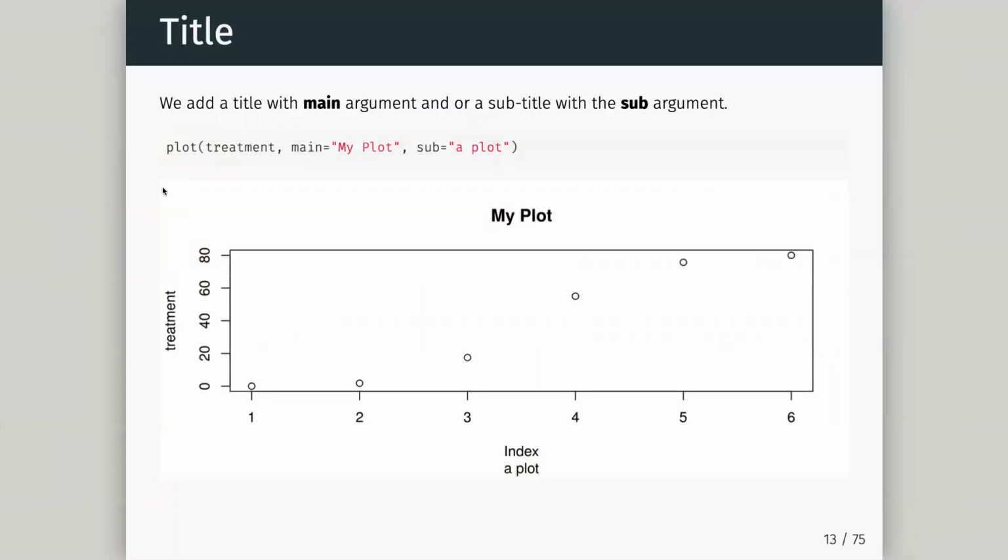You can also very easily add some type of title to this. So I can just add an option main, and we can do main equals my plot. And it's going to add this above my plot. And if I do sub a plot, we're just going to put that underneath. So this is our caption, and this would be our main kind of title for our figure.